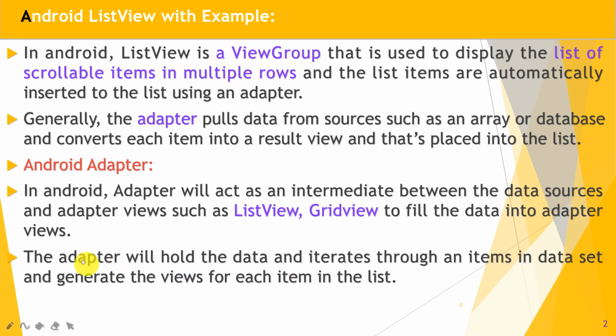The adapter will hold the data, iterate through the items in the data set, and generate the views for each item in the list. So the adapter actually holds the data, then iterates its items in the data set and generates the views for each item in the list. Guys, hope you understand this basic information about list view and adapter. So let's move to the next part.